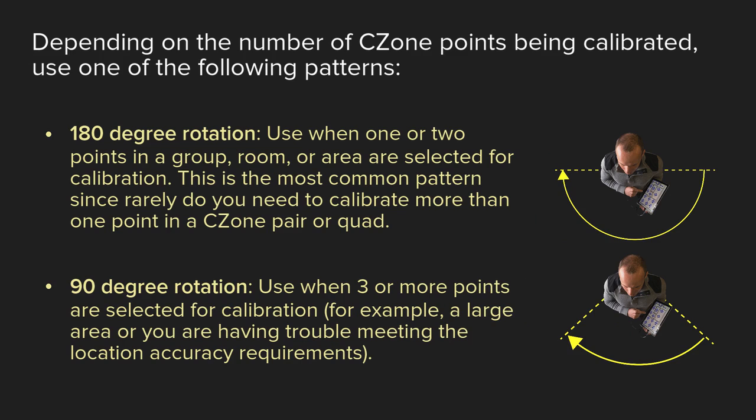180-degree rotation. Use when 1 or 2 points in a group, room, or area are selected for calibration. This is the most common pattern since rarely do you need to calibrate more than 1 point in a CZone pair or quad. 90-degree rotation. Use when 3 or more points are selected for calibration, for example, a large area, or you are having trouble meeting the location accuracy requirements.